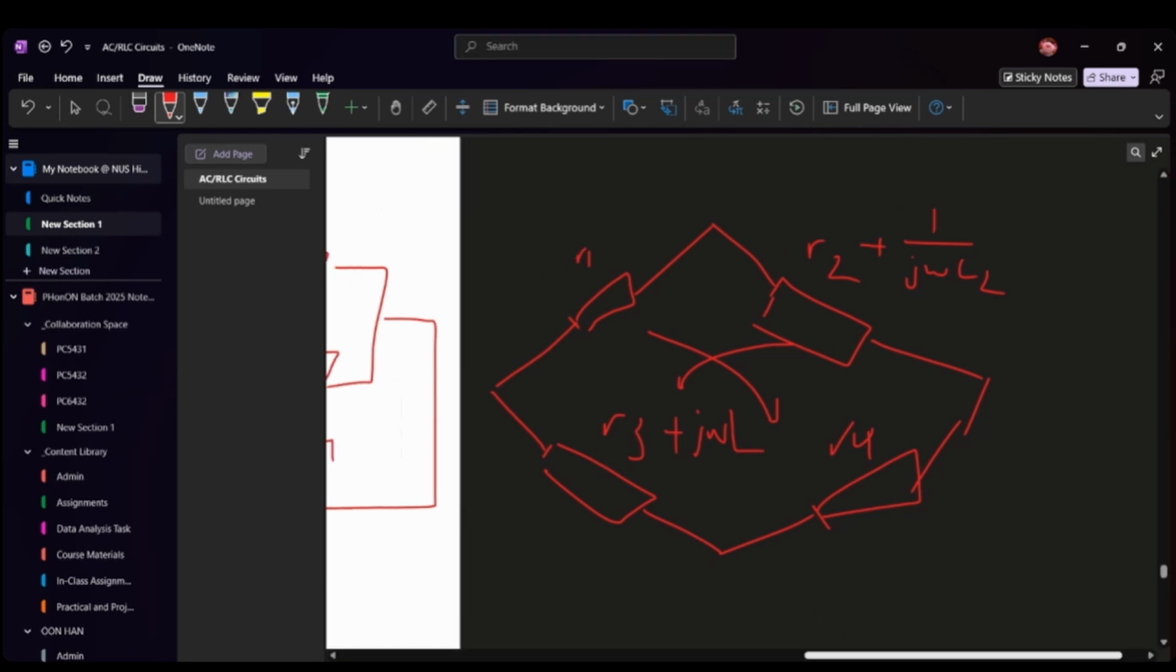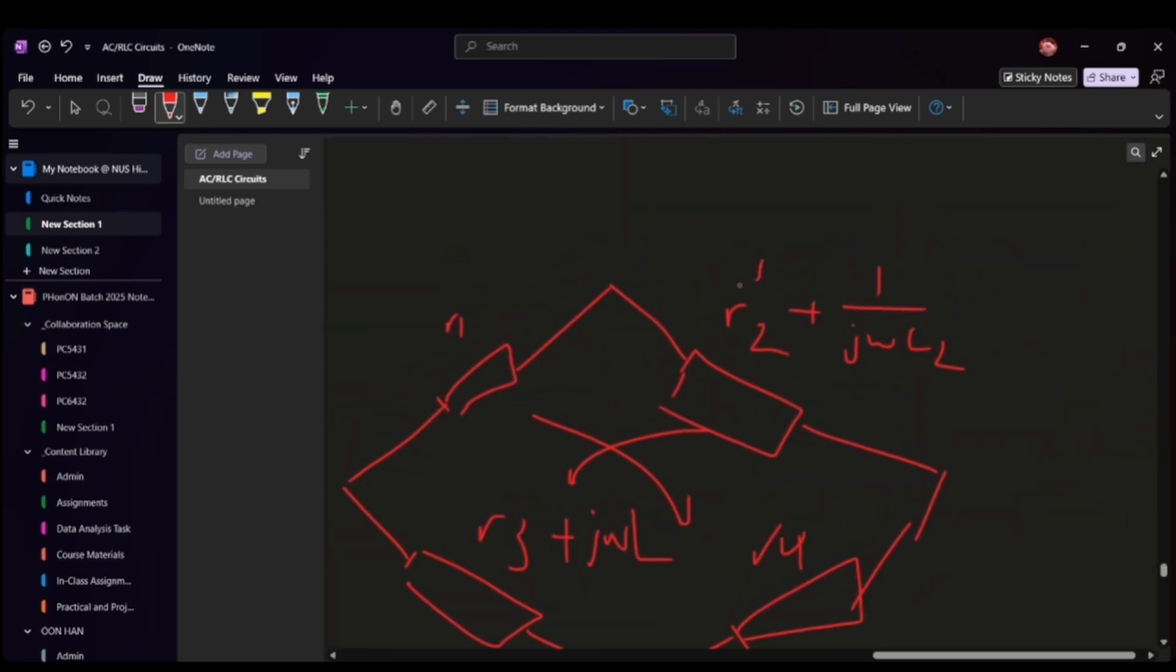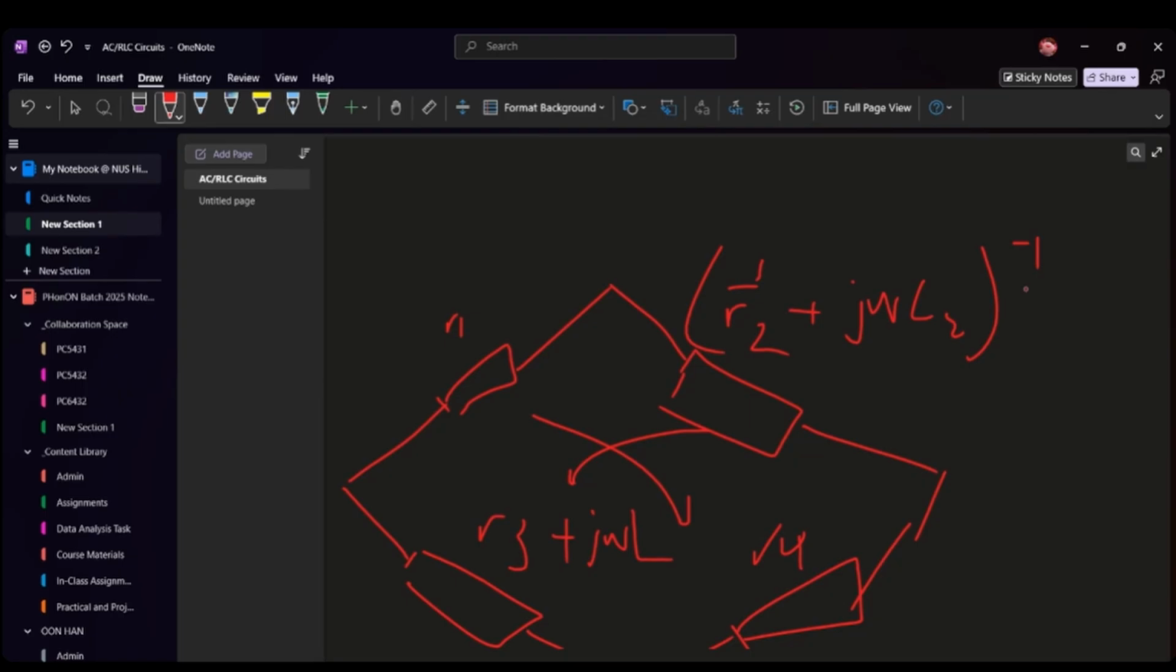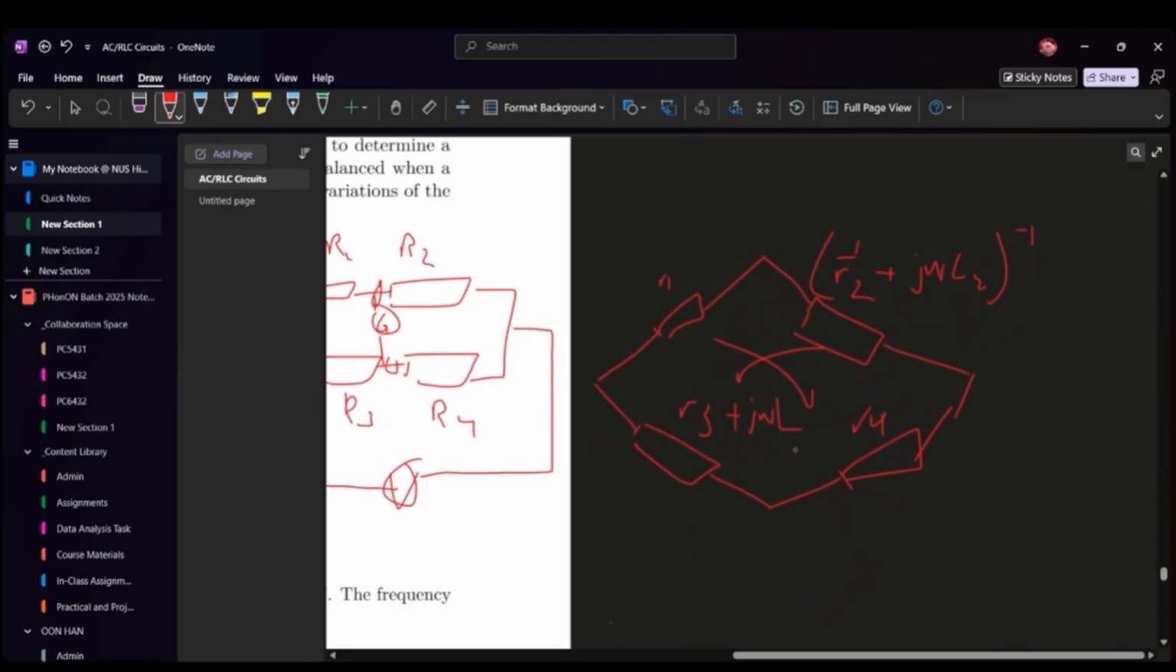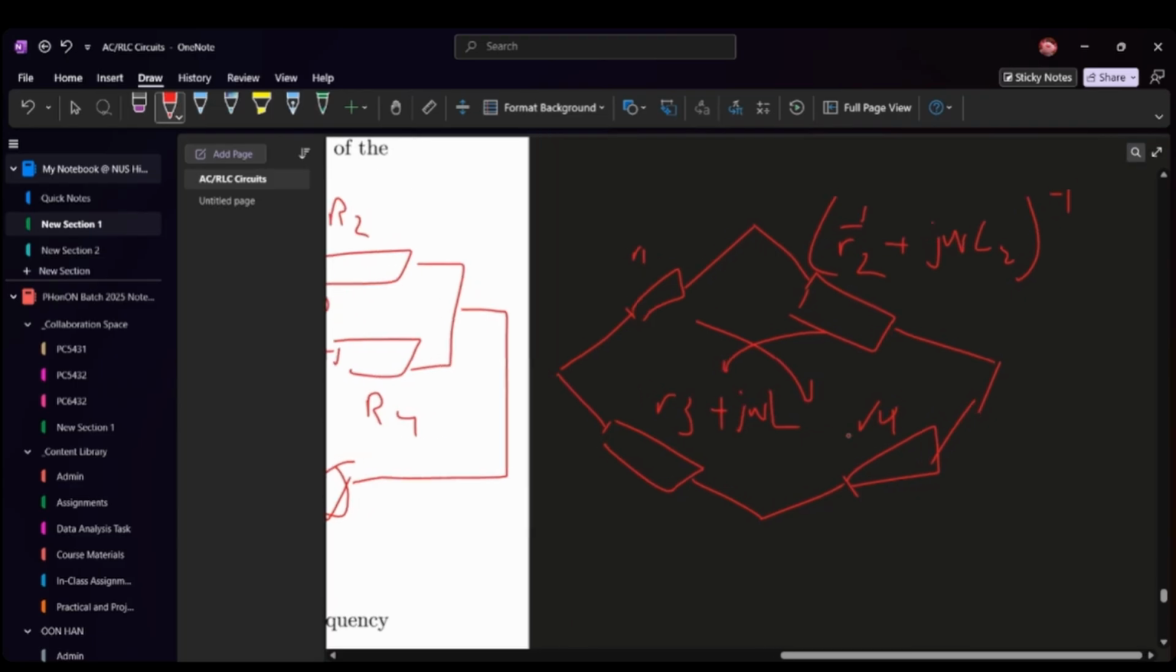Why is it plus? Aren't they in parallel? Yes, my bad. Please ignore the fact that I did that. But yes, this is parallel. So this is 1 over R2 plus j omega C2. Flip that. Yes, that's in parallel. This is in series, so it's like this.